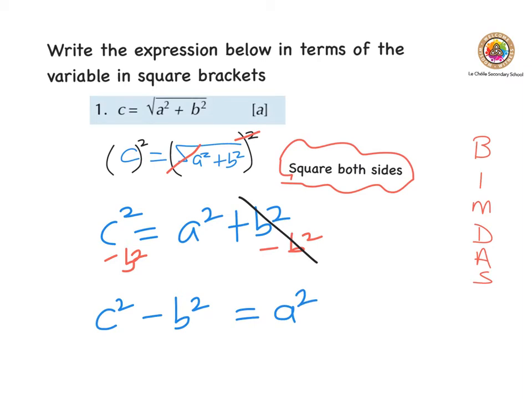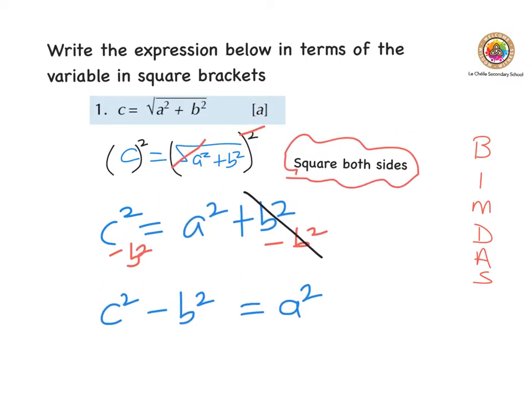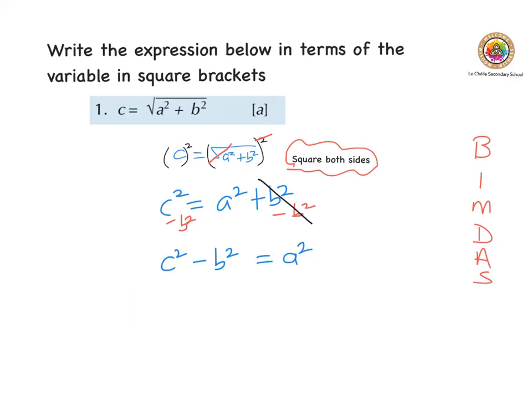Again, I want a on its own. So to just get a, when I've got a squared, what am I going to do? I'm going to have to get the square root of a squared, which will give me a. And if I get the square root of that side, I must get the square root of this side. So I know straight away that the square root and the square are going to cancel, which will just leave me with a here. And then I'm going to have that a is equal to the square root of c squared minus b squared.